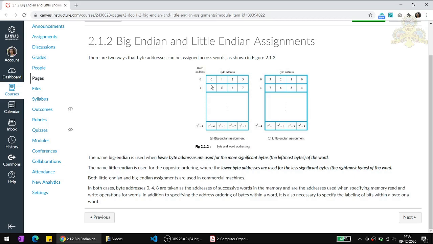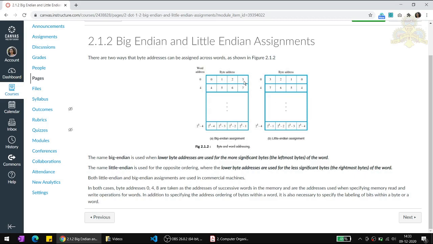That is, the left side always represents the lower byte address. If we consider this first word is of 32 bits, that means we have 4 bytes. So each byte would be represented in a successive manner. So here it is 0, next it would be 1, the next byte would start from 2, and the next one is 3.